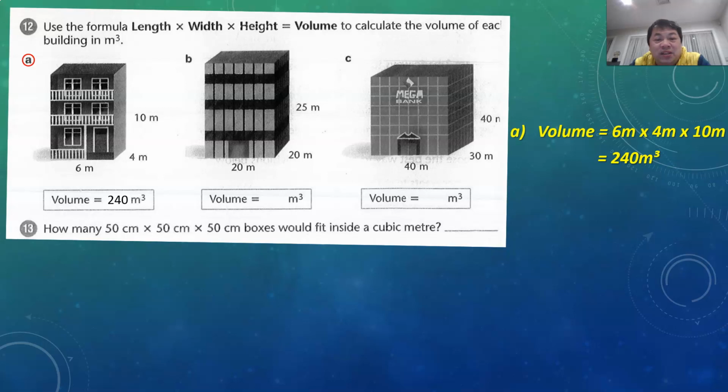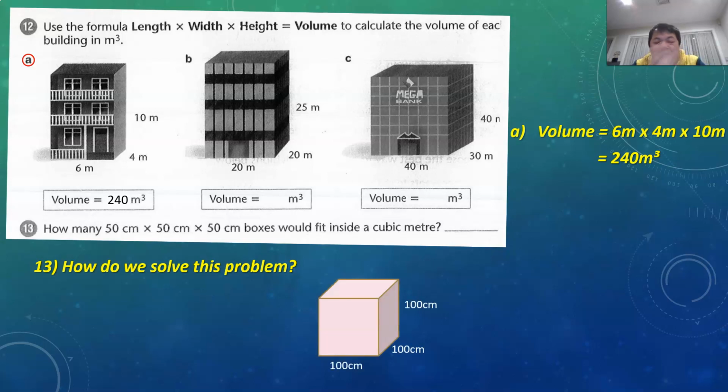Okay, so 13 is an interesting question. In fact, it's a thinking question. So how do we solve this problem? First and foremost, we have a 1 meter cube. Because it's a cubic meter, right? Cubic, so it's 1 meter by 1 meter by 1 meter.